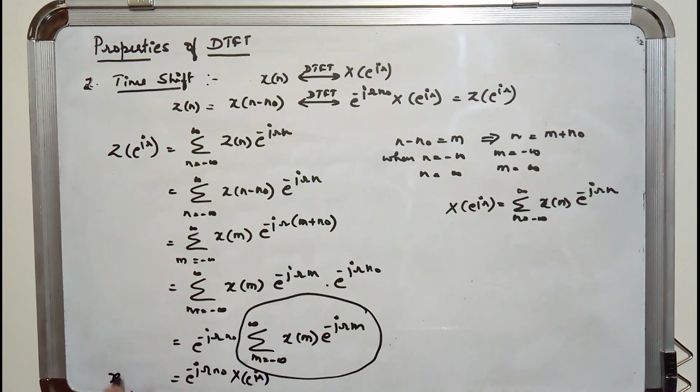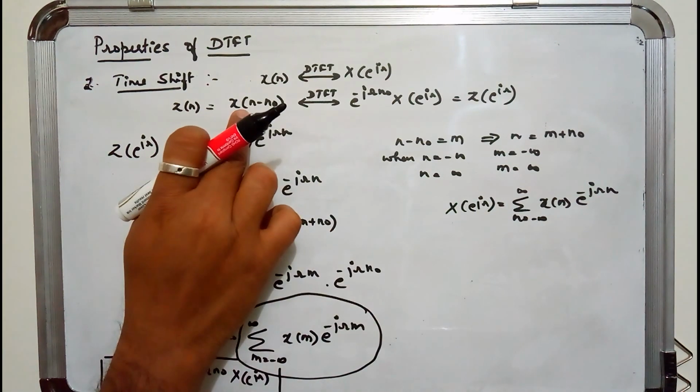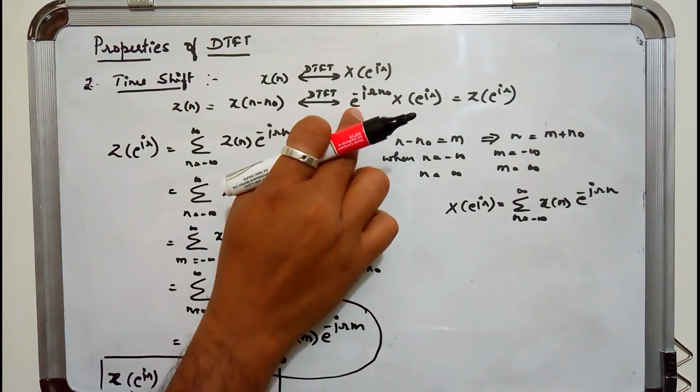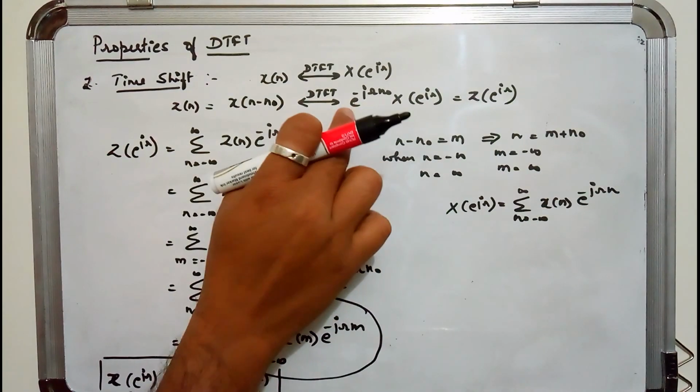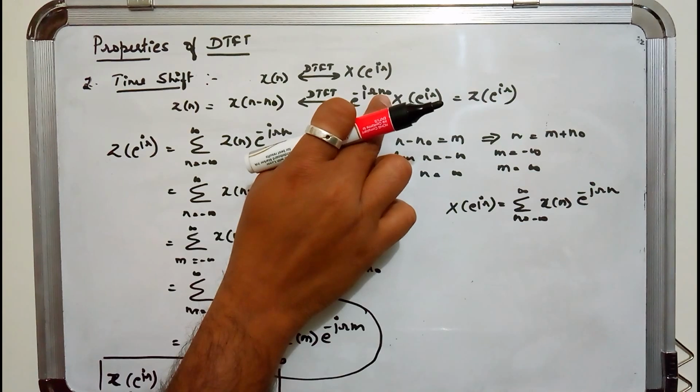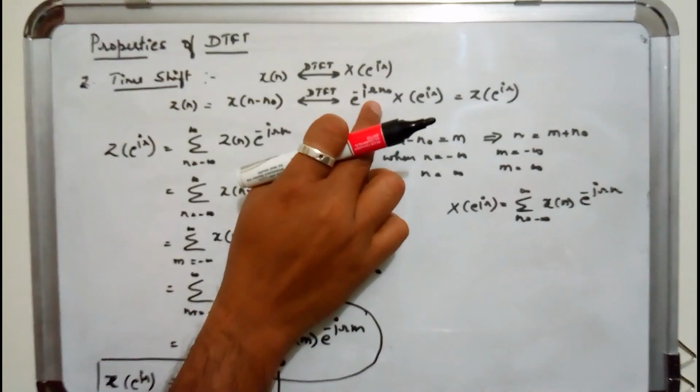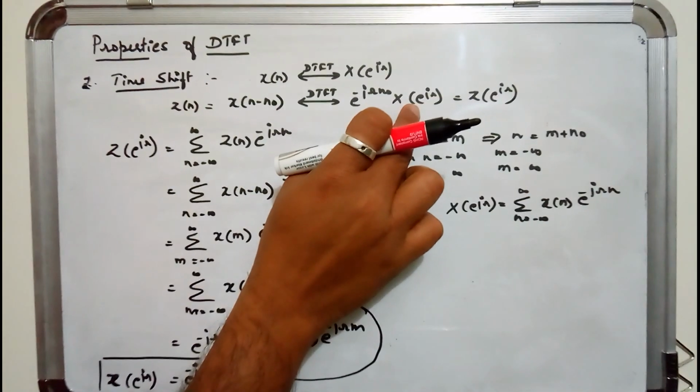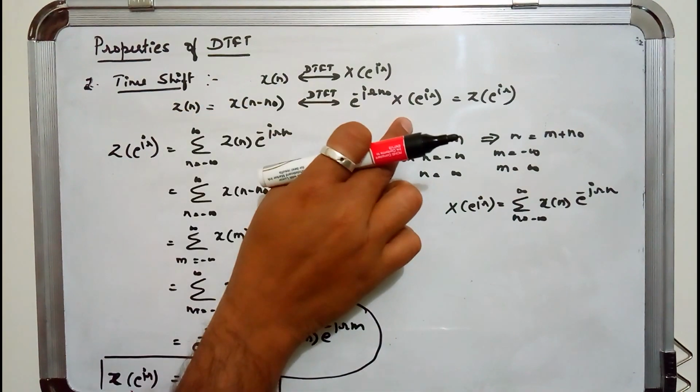So what is z? This is the DTFT of x of n minus n naught. That means if there is a shift in the input, there will be an exponential multiplier by that shifted value into the DTFT of x of n at the output.